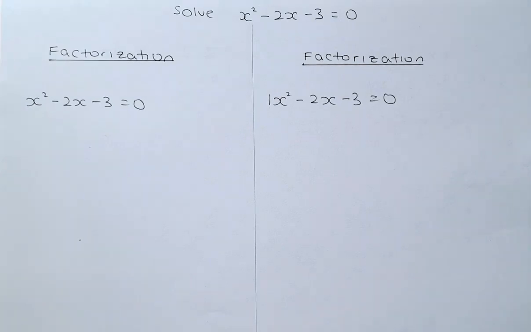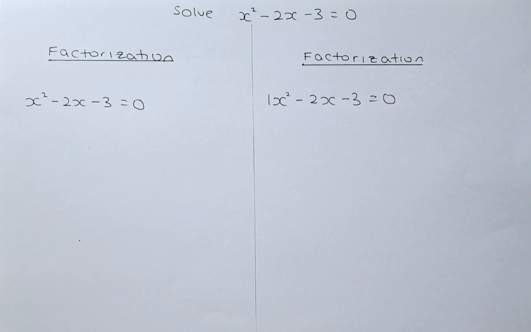In this video, we are going to learn how to solve a quadratic equation, in our case x squared minus 2x minus 3 equal to 0, in 3 different ways. We can do it by factorizing, by using the quadratic formula, and by completing the square. We'll look at each of these 3 methods and you decide which one you prefer.